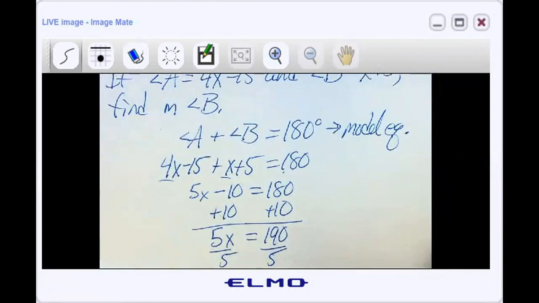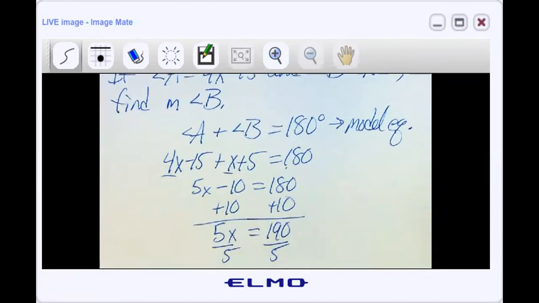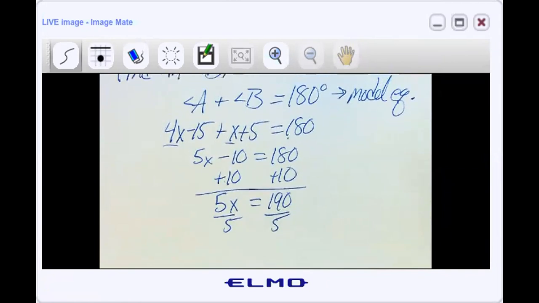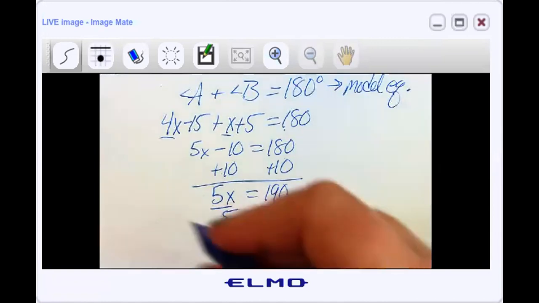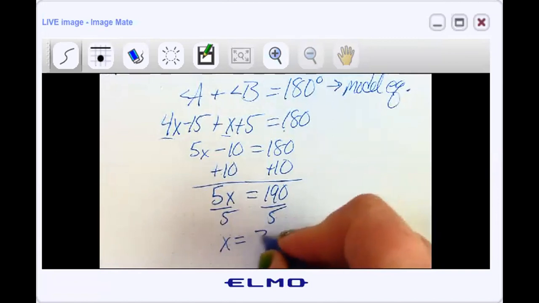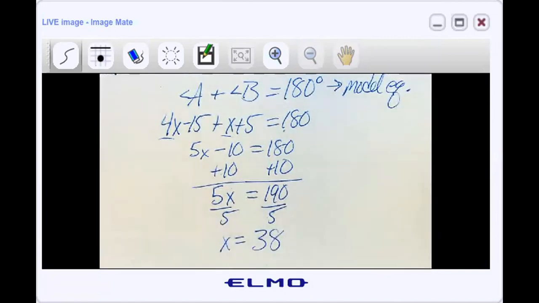All right, so I'm just solving my equation and I'm up to here, and 190 divided by 5 is 38? Is that right? Double check me. I'm liking it. Yeah, that's great. Yeah? Okay, good.